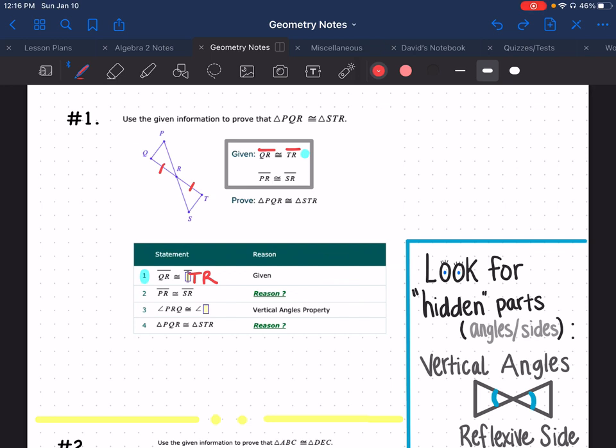And I'm going to just fill in the blank. Okay. Now let's go ahead and look at given number 2. I'm just going to fill in what's missing.